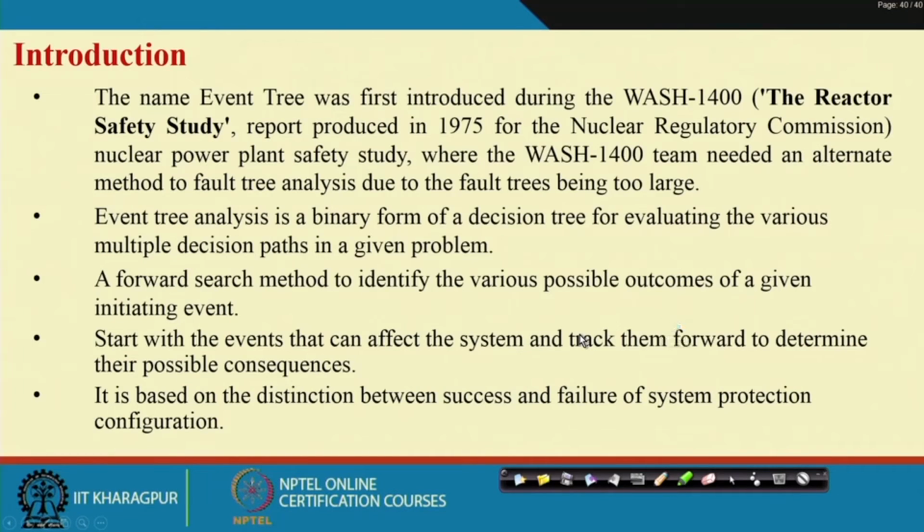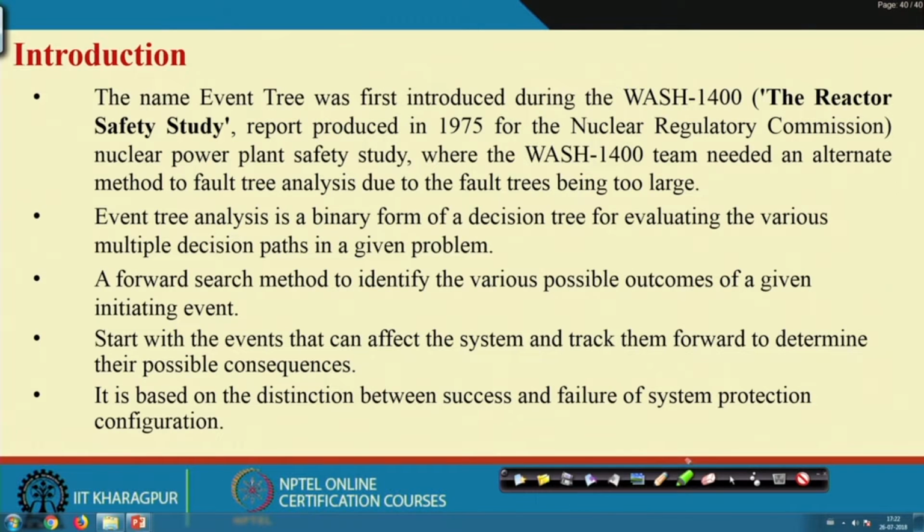So, let us see some historical issues. The event tree name was first introduced during the WASH-1400 report produced in 1975 for the Nuclear Regulatory Commission. This is basically the Reactor Safety Study, the nuclear power plant safety study, and the WASH-1400 team needed an alternate method to fault tree analysis due to fault trees being too large.